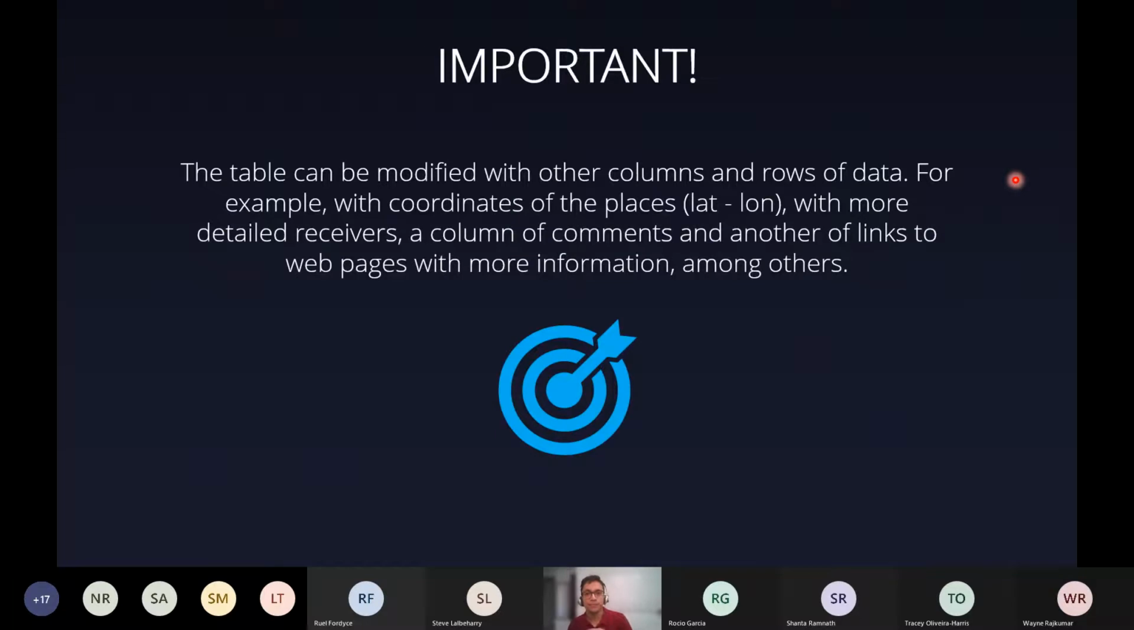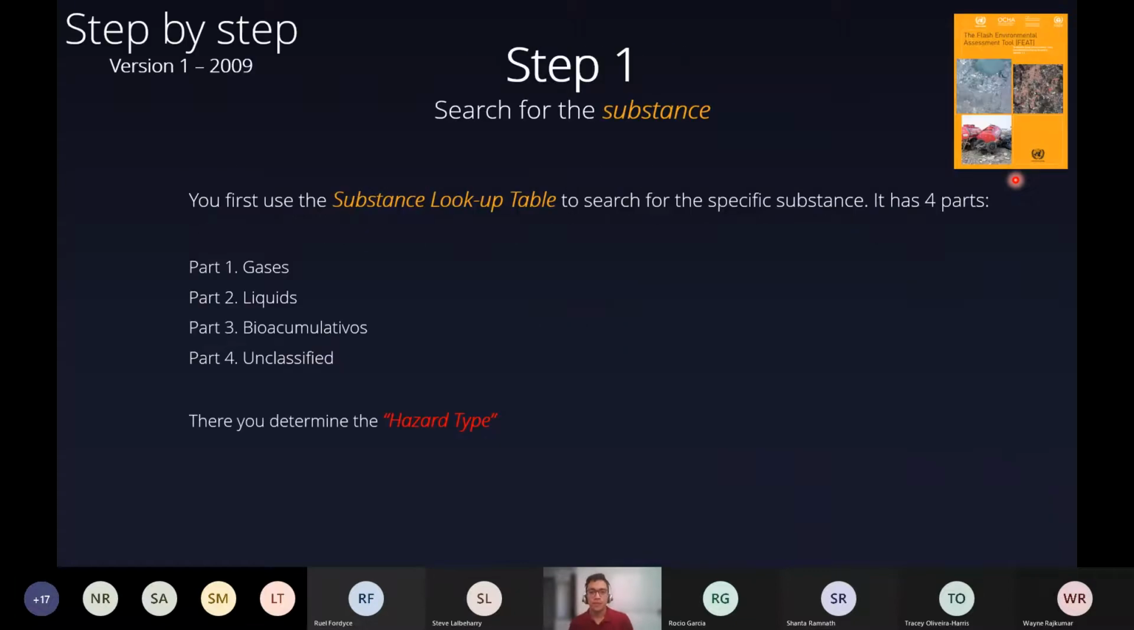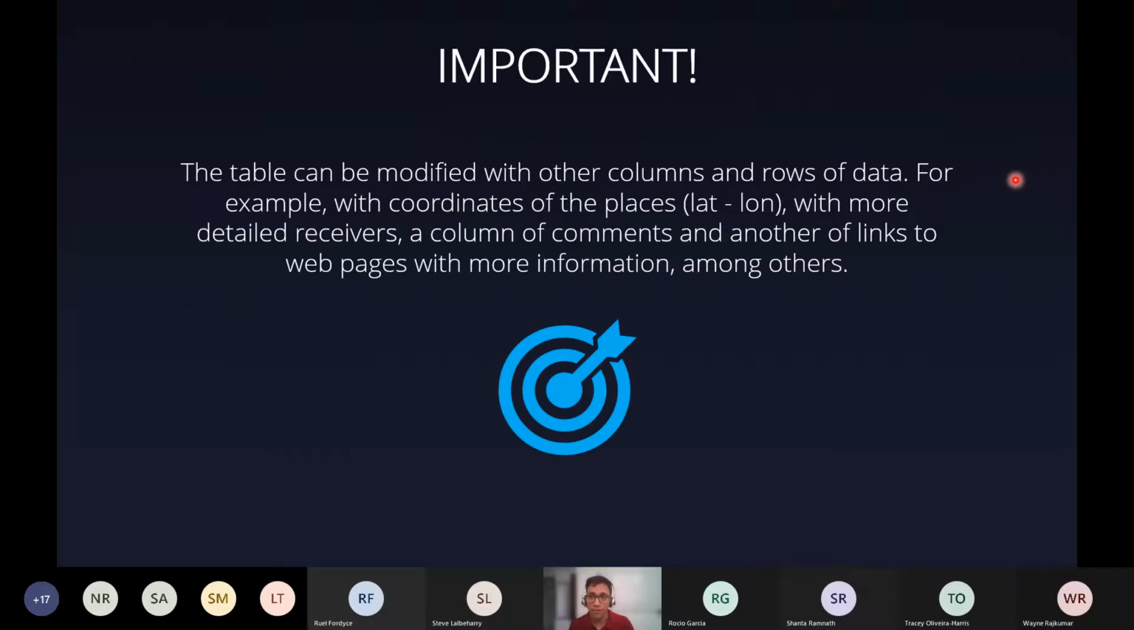And finally, you can modify the table with other columns. For example, what we do is to have 2 columns for latitude and longitude for the coordinates. We also add an extra column for comments or links that will help the people in the ground or people that are doing the analysis to get more information on what is going on or what is in that place. Now, we're gonna do the step-by-step for the bigger version. But before that, are there any questions so far?